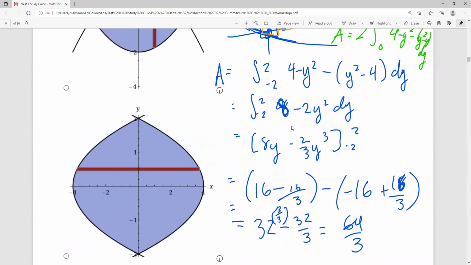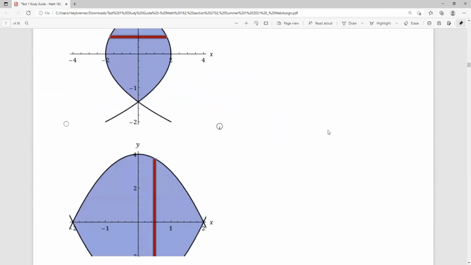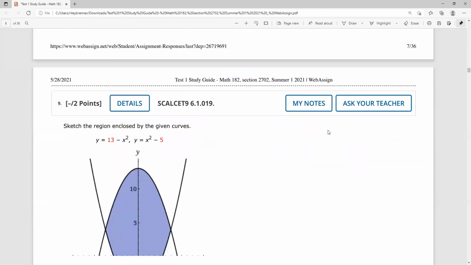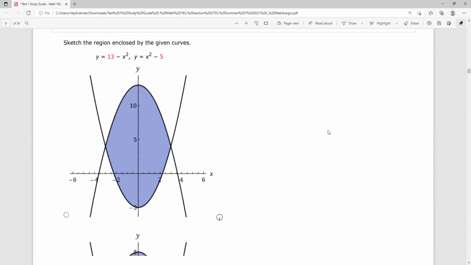So in terms of the graph, I think it's this one right here. Pretty sure it's this one, the second option, all right? So let's go ahead and move on if there are no questions on that. If there are questions, just let me know. I can go back. Don't be shy. Question 9. Sketch the region enclosed by the curves. Probably find the area again, right?